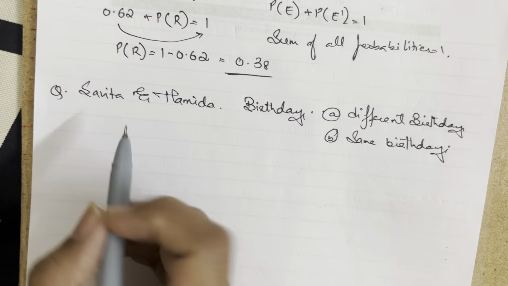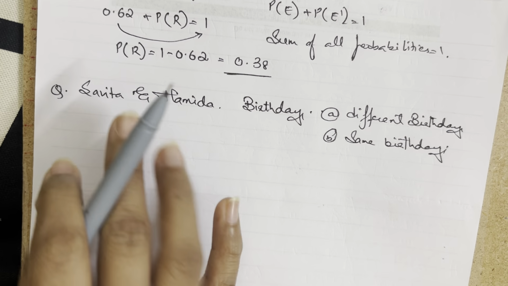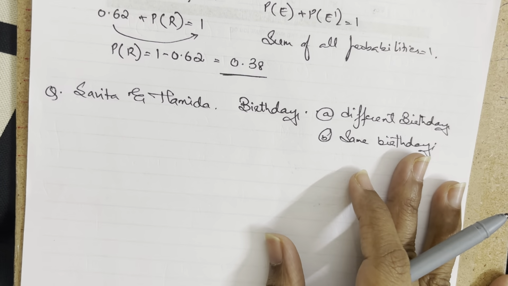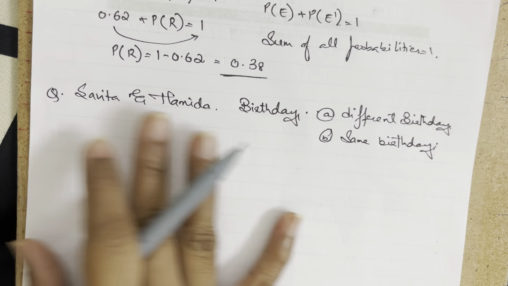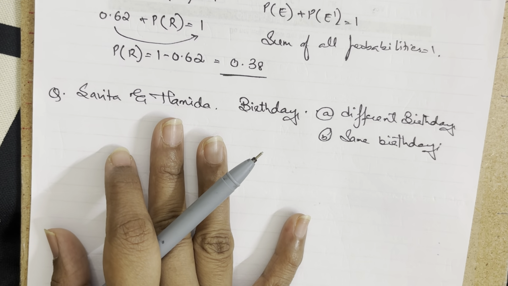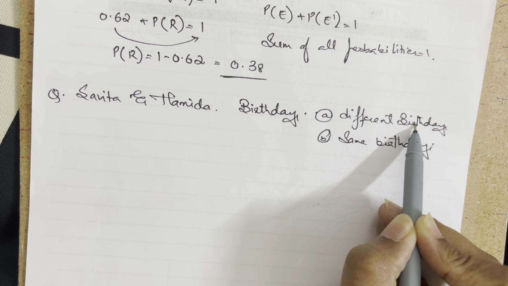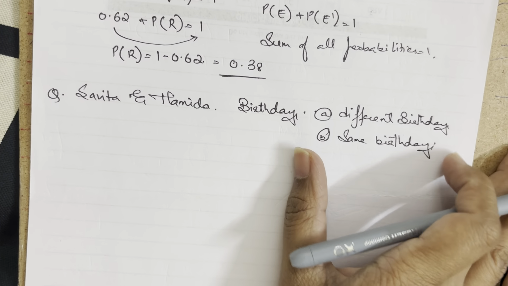Now moving ahead to the next question. It is given that Savita and Hamida, this is a question from the examples given in the textbook. That's why I haven't written the complete question. Now it says that Savita and Hamida are two friends, and what is the probability that they both celebrate their birthday on different days? Okay, different birthdays is what they're going to have.